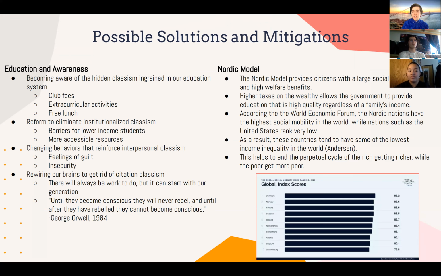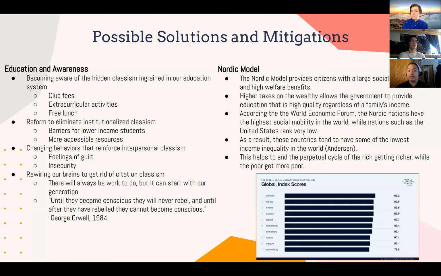Another solution is to completely change our nation's economic system. Currently in the United States, we have a free market capitalist economy, which means that our nation relies heavily on private commodities and services, including private education, which is seen as far superior to the public education provided. A more equitable system is the Nordic model, and this model provides citizens with a large social safety net and high welfare benefits. The less resources a family or individual has, the more they're provided.